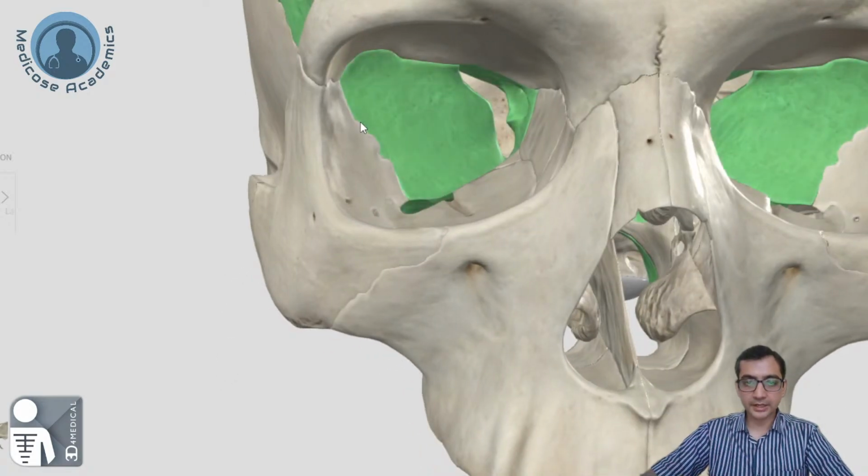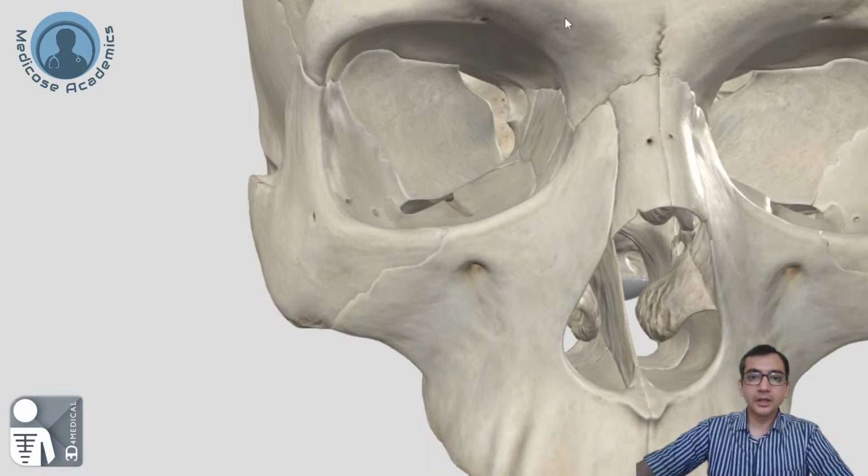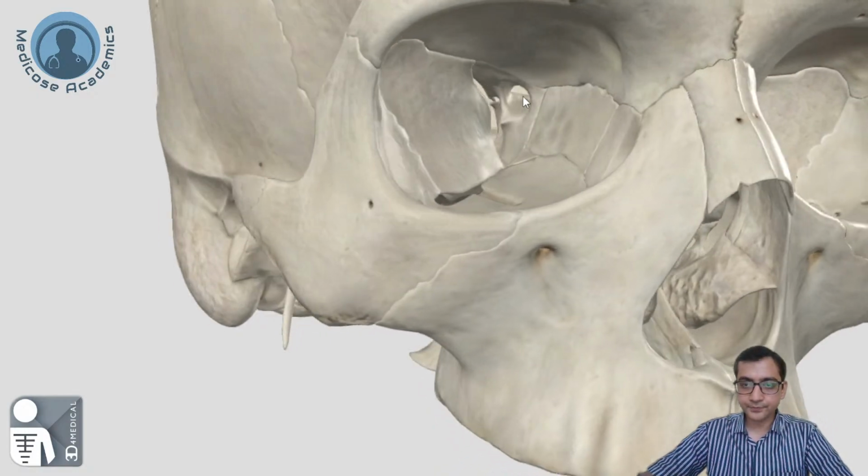The large opening in front, of which we saw the 4 margins. So this is the largest of the openings. Then there is this supraorbital margin, supraorbital groove or supraorbital foramen.